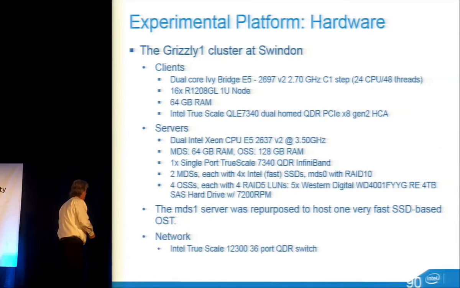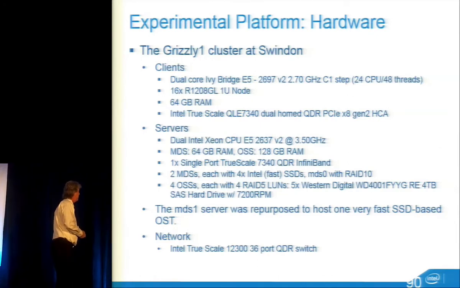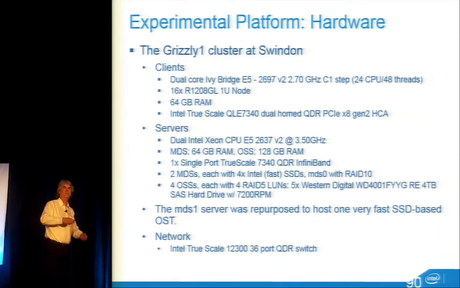So the experimental platform is the Grizzly 1 cluster at Swindon. This is an Intel facility. It's got fairly nice late model nodes on it. They have 24 CPUs per node. There are 16 of them. The clients have 64 gigabytes of RAM. So again, moving enough data so that we're not just talking to cache will be important. It's the TrueScale InfiniBand, so it's QDR.